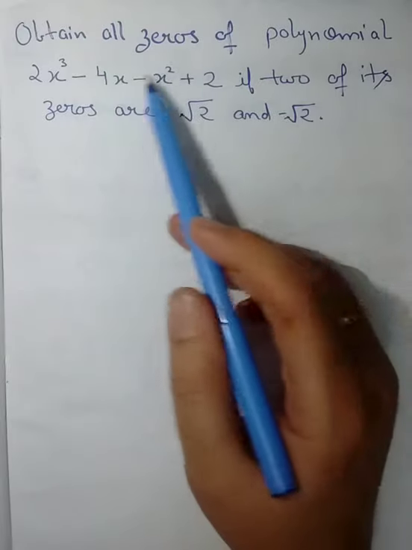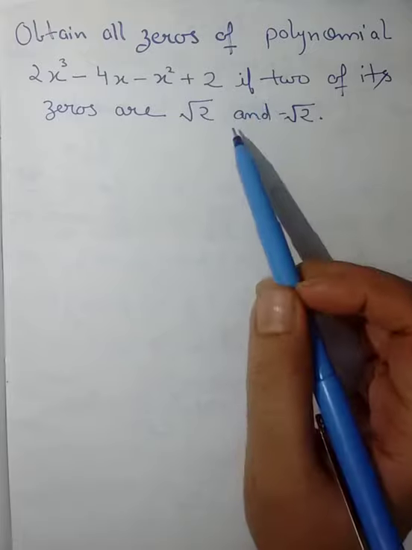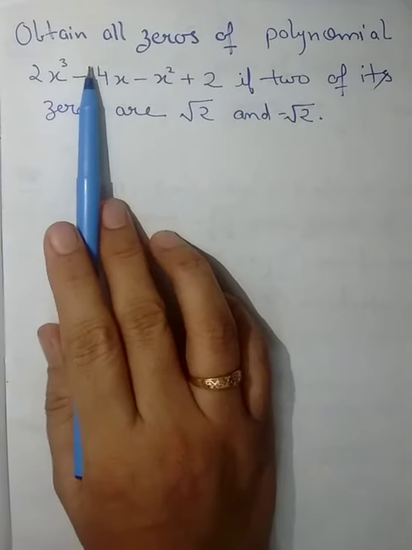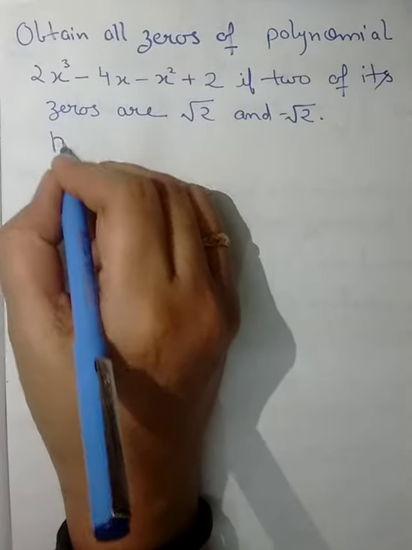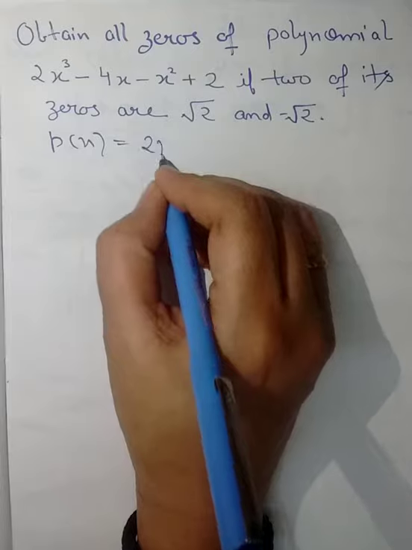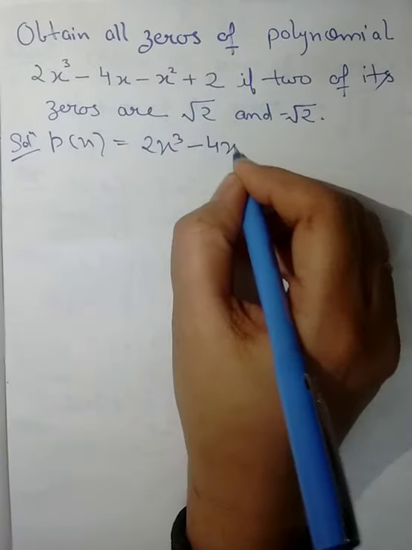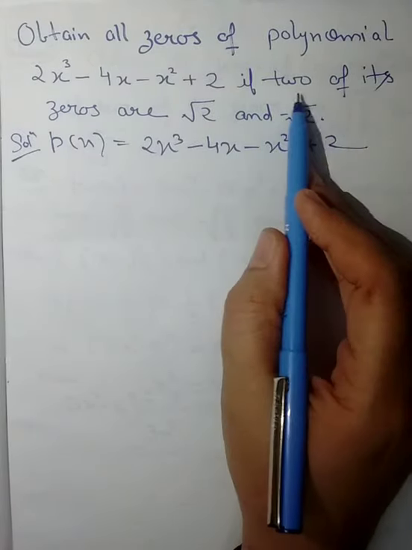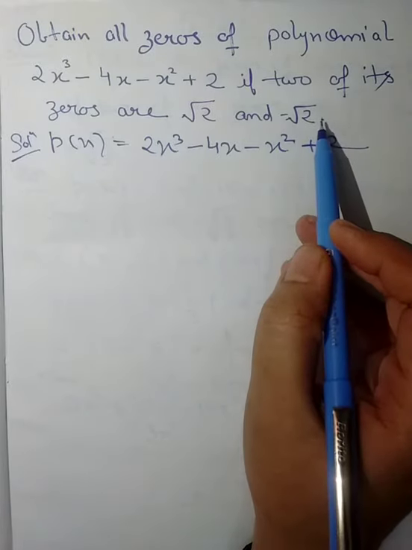Discuss how to obtain all zeros of a polynomial if some of its zeros are known. As here we have taken a question, obtain all zeros of polynomial p(x), that is 2x cube minus 4x minus x square plus 2, if two of its zeros are root 2 and minus root 2.